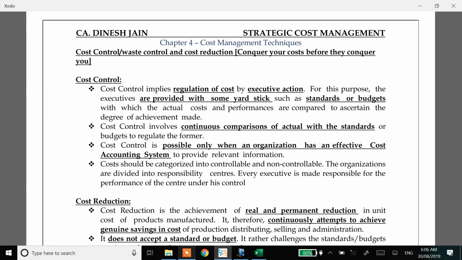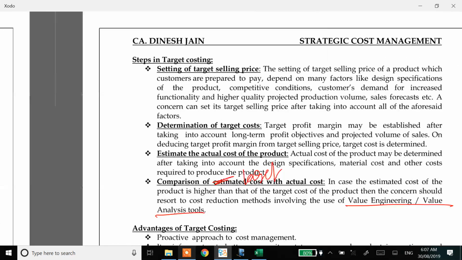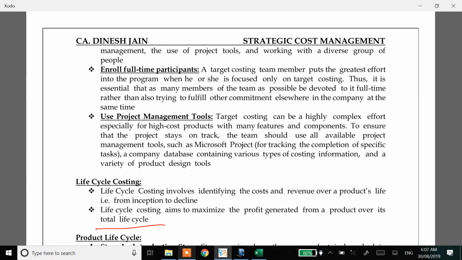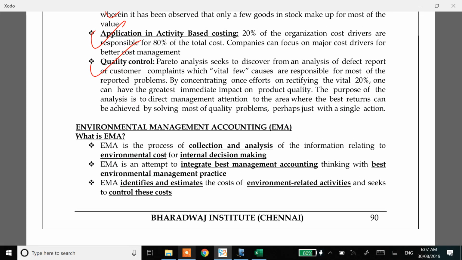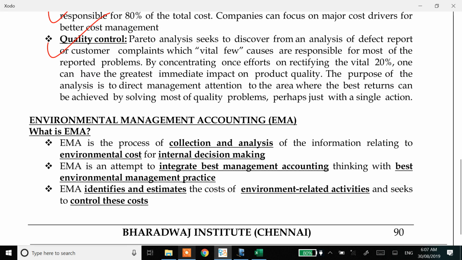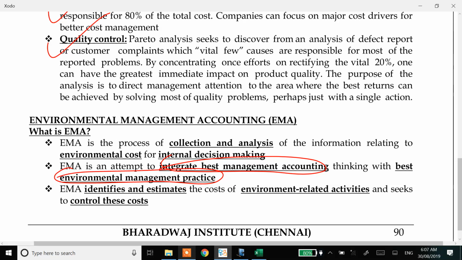So if I keep impacting the environment, somewhere somebody is going to act, either the government acts or the environmental protection organizations act. Because of that, I may have to start spending money on that. So when I'm doing analysis of a product, be cognizant of the fact that it can impact the environment, and what is the cost of its impact on the environment side. So your EMA is a process by which you combine your management accounting and also bring in the environmental cost for decision making purposes. Best management accounting thinking with best environmental management practice.